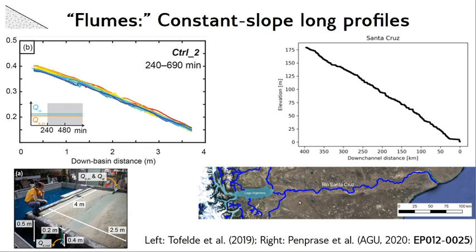Here's another example from a PhD student, Shanti Penprase's work. She's the TA right now as I record this, and she's working on the Rio Santa Cruz in southern Patagonia. And so this is a river where, so this lake, Lago Argentino, and glaciers used to cover the entire bed of this lake. And so this river has evolved in response to one dominant water and sediment source at the upstream end, just like this flume over here.